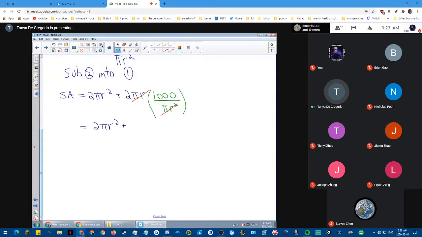So I'm left with 2,000 and r to the exponent -1. I set it up like this because I know I'm taking my derivative, right? And so because I'm taking the derivative, I want those variables up. I don't want to have to do a quotient rule here, right? Okay, so now taking the derivative, what is the derivative of 2 pi r squared?